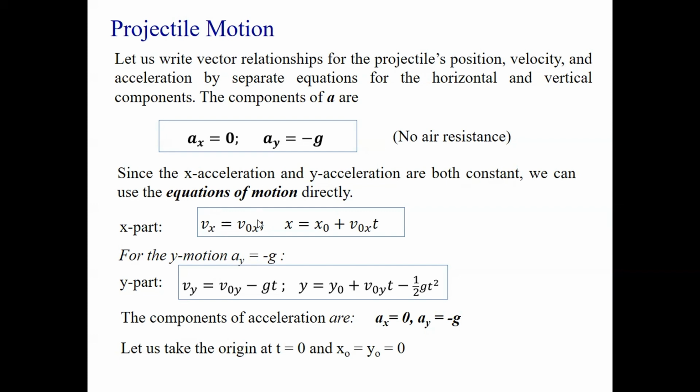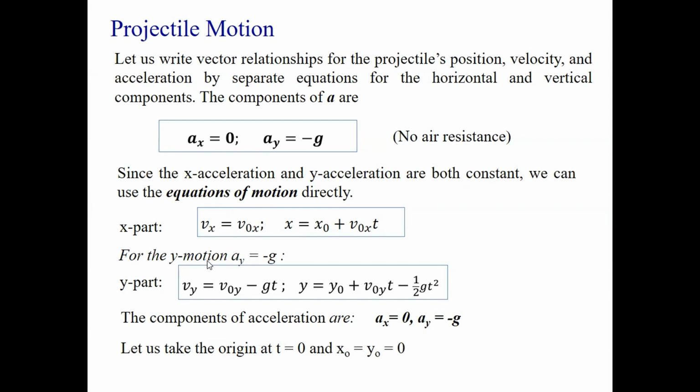If we integrate this with respect to time, we get x equal to x naught plus v naught x times t. This is after the integration of this equation, and assuming that the value of x is equal to x naught when time t is equal to 0.